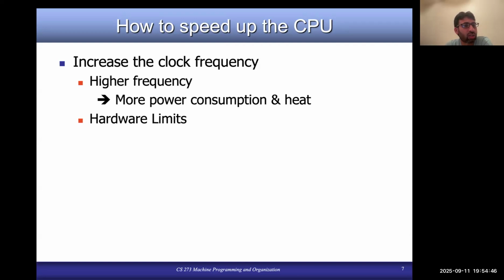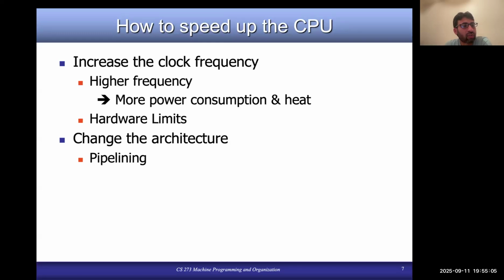But when you continue reducing their size, eventually you reach a point where you cannot reduce the size of the transistors any further, because of the physics limitations imposed by the physics of the devices, right? The other thing is that instead of only increasing the clock frequency, you can also make architectural changes. One example, which we have already seen in the previous slide, at a very simple level, is pipelining, right?